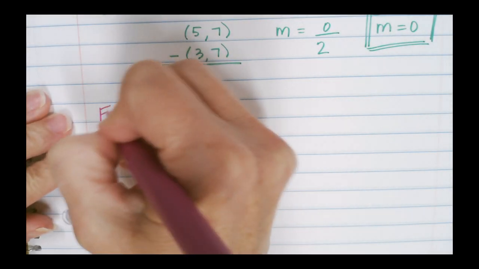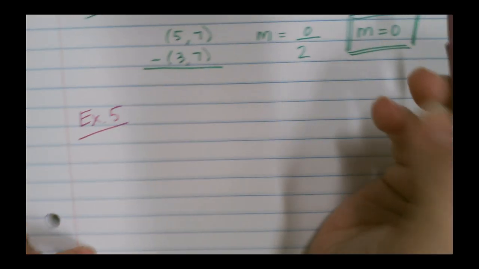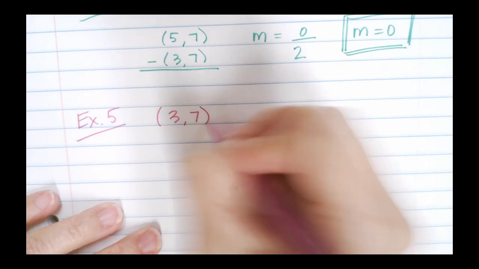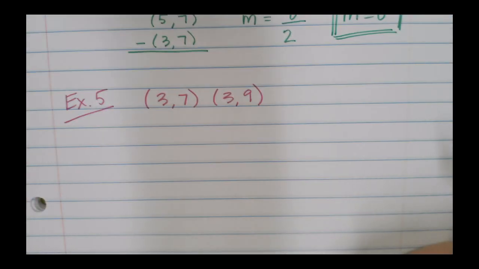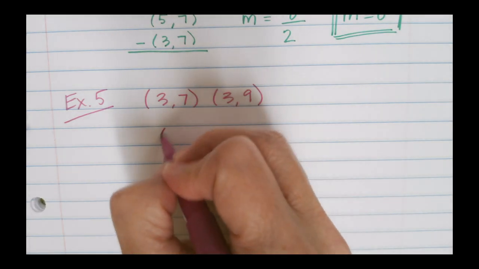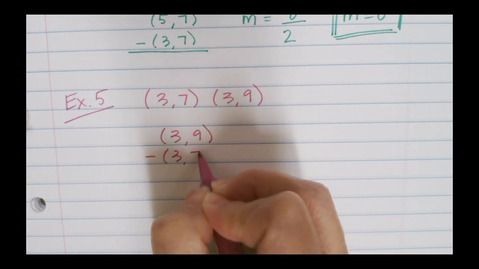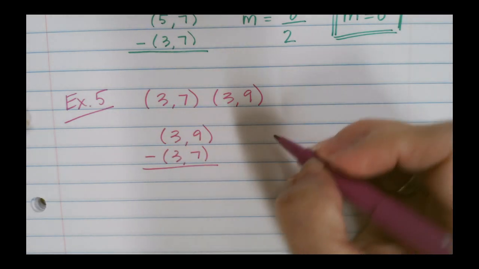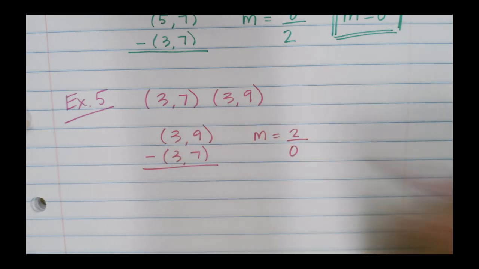All right, so let's try the other one, and you can probably guess what I'm going to do here. So for example 5, let's say that we have the point 3, 7 again, but this time let's do 3, 9. To find the slope, all we need to do is stack them and subtract them. That's it. So 3, 9, and I'm going to subtract 3, 7. All right, 9 minus 7 is 2. 3 minus 3 is 0.